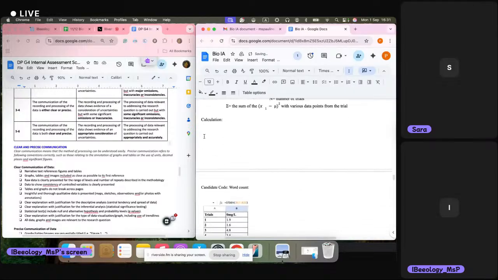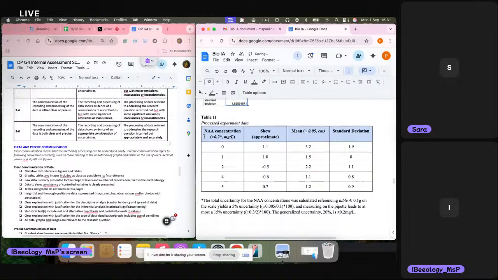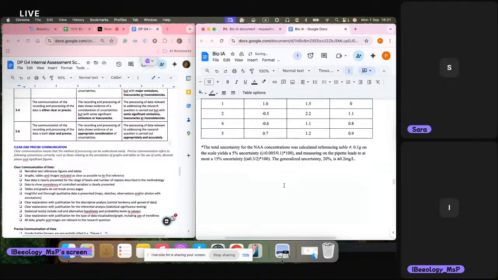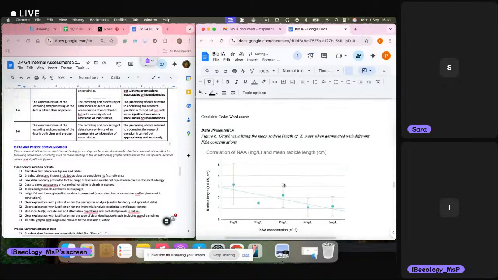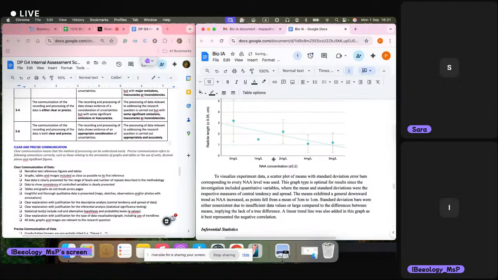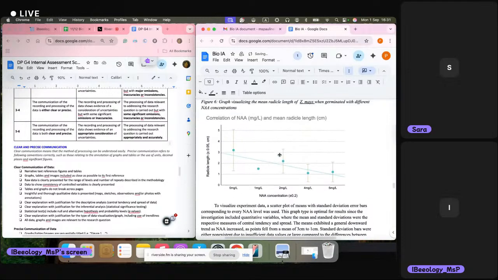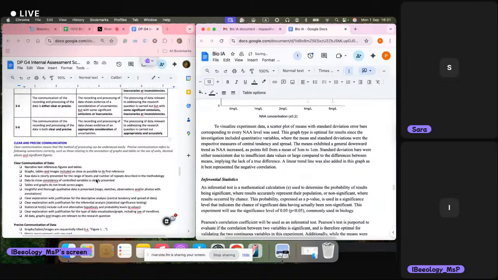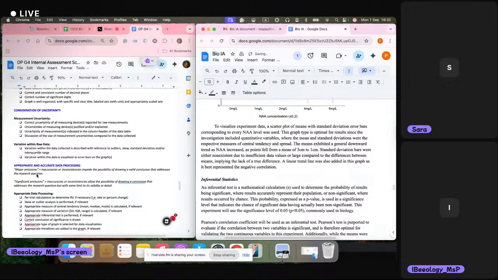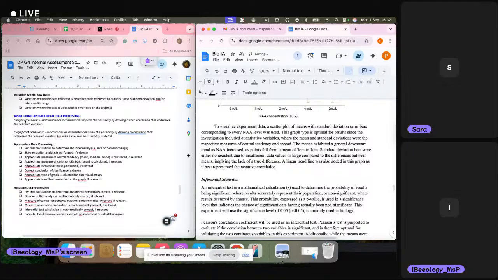Cool. All right, so moving along, this is the table of that, and later you will use that to graph. The graph, radical length. What does it tell me? This is to visualize. Precision of communication: tables are well organized. Consideration of uncertainty. Appropriate and accurate data processing. Okay.